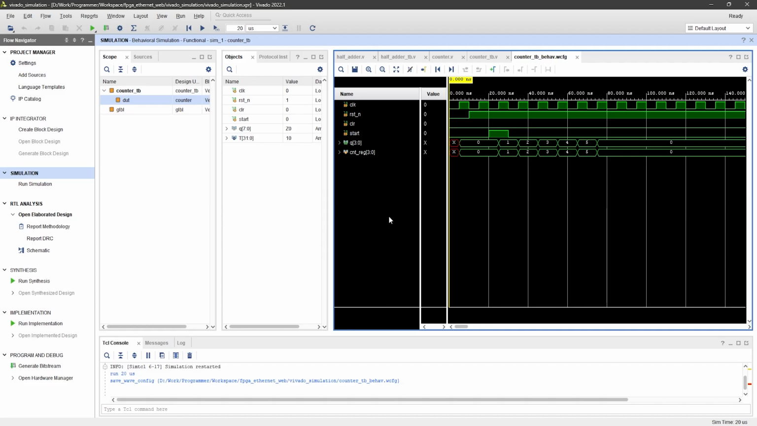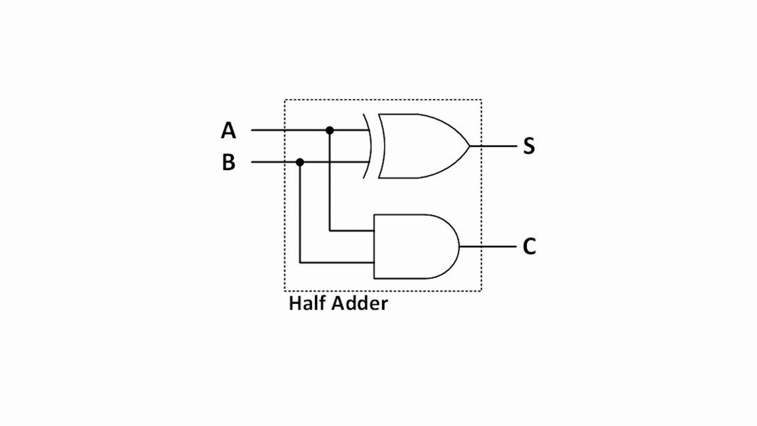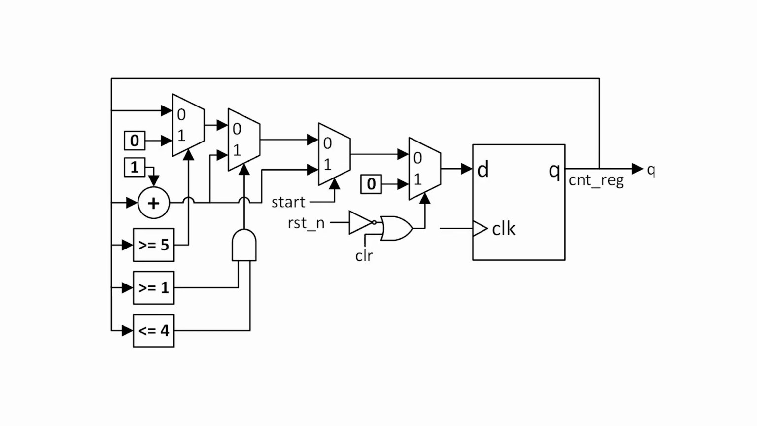In this tutorial, you will learn how to simulate a Verilog design using Vivado. We will simulate two kinds of circuits, combinational and sequential. For the combinational circuit, we use a half adder as an example. For the sequential circuit, we use a counter as an example.